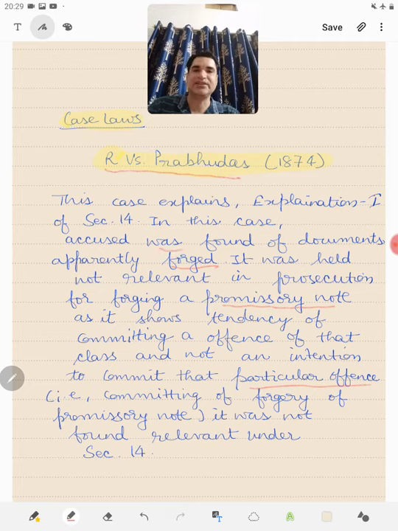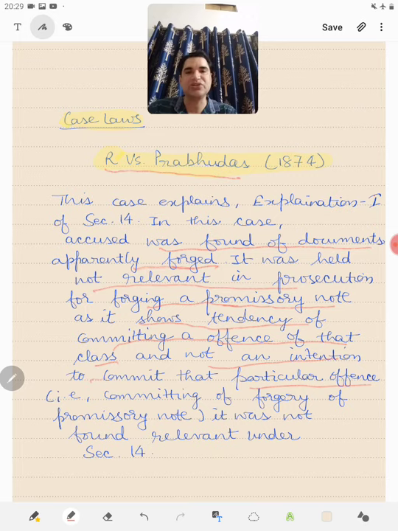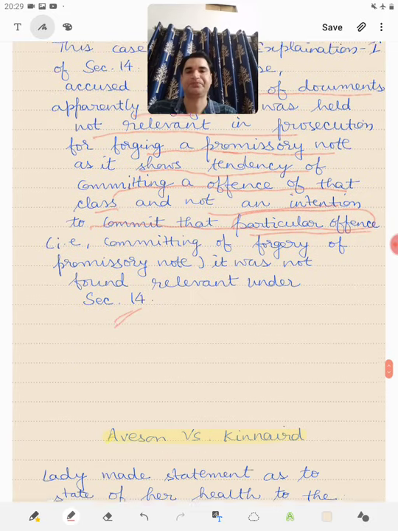So in this case, the accused was found with documents apparently forged. It was held not relevant in prosecution for forging a promissory note, as it shows a tendency of committing offenses of that class and not an intention to commit that particular offense. So what would be relevant under section 14 is the state of mind with respect to that particular offense, not with respect to general things.